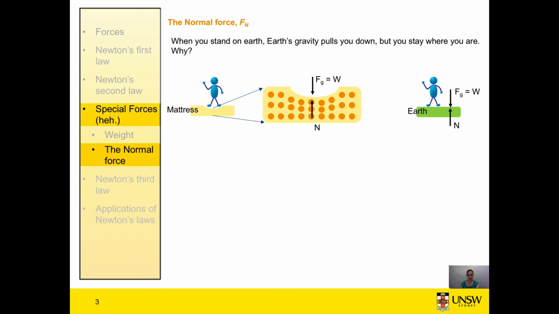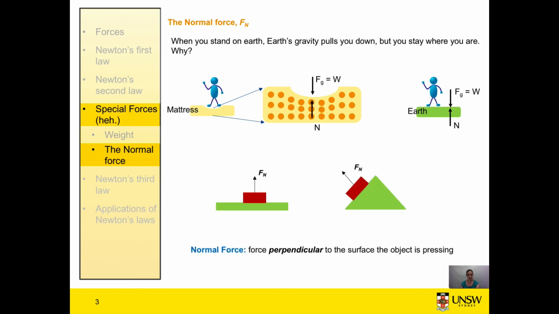The important thing to remember about the normal force is that it is always exerted perpendicular to the surface. There is often some confusion, and it's often thought that the normal force is the opposing force to the gravitational force, and this is not the case. The normal force is always perpendicular to the surface that the object is pressing on.